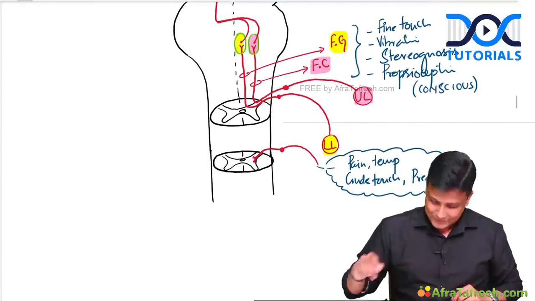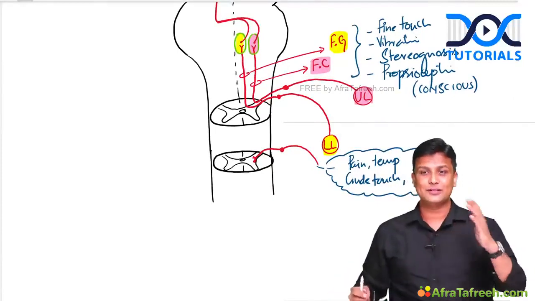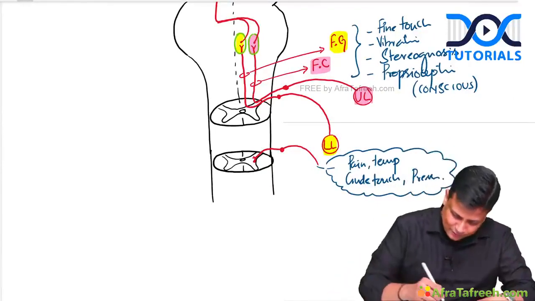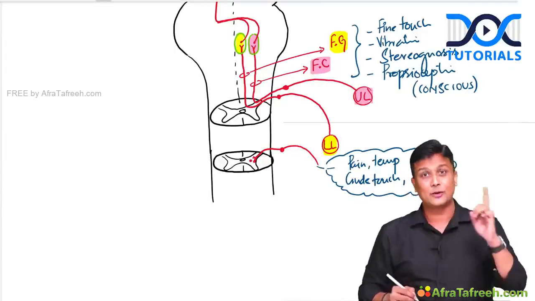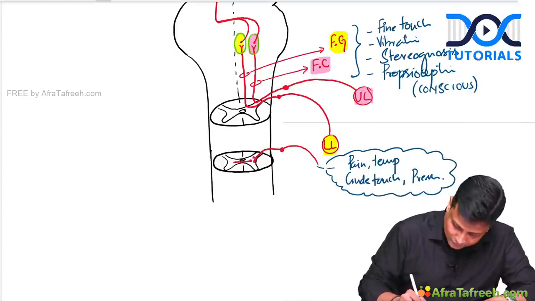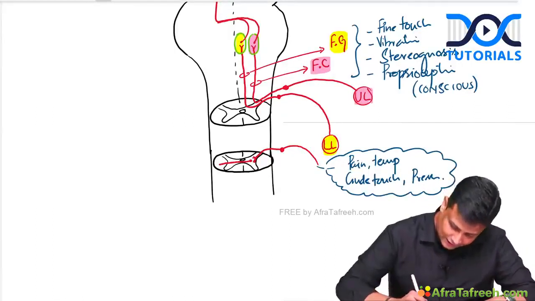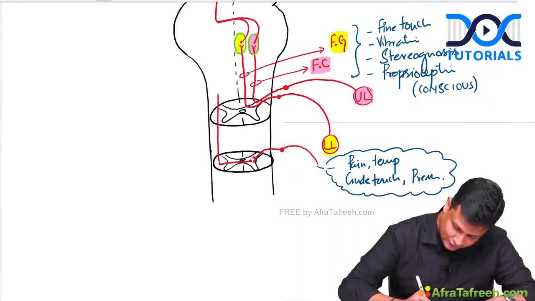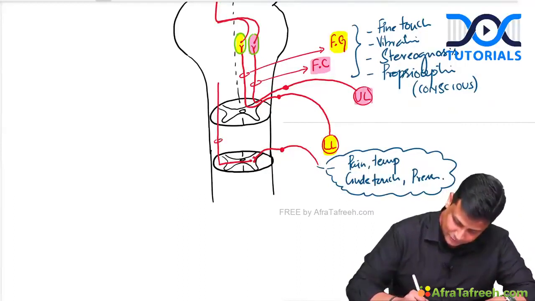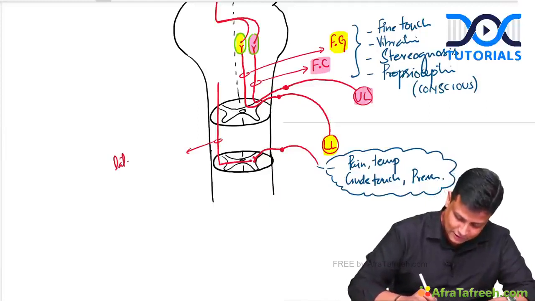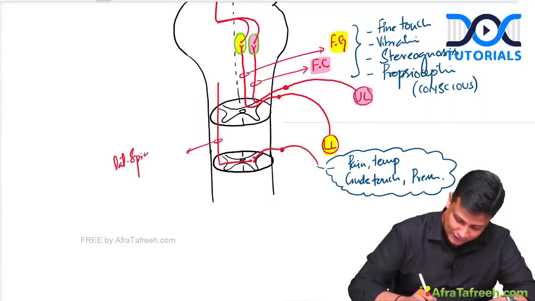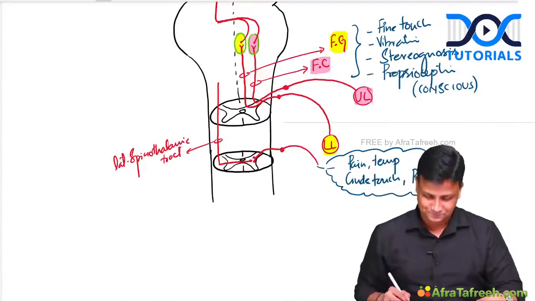Yes. Now after ending here, another fibers are going to begin from here. Now some of the fibers are going to cross on the other side. And they are the ones which are going to become your lateral spinothalamic tract. They're going through the lateral column, and that is going to become what, guys? The lateral spinothalamic tract, one of the most important tracts and a very, very famous tract.